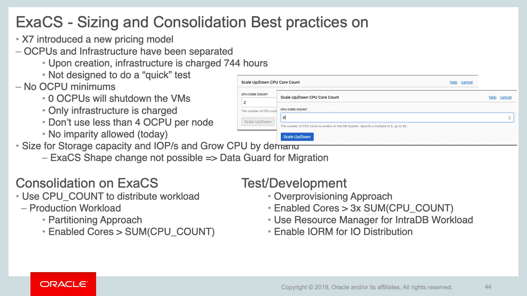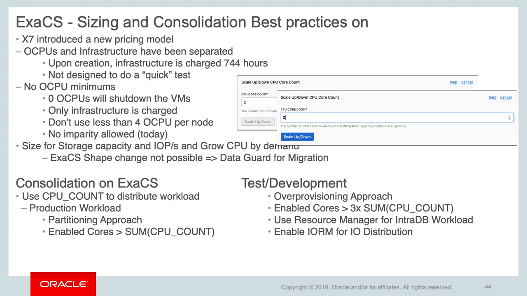Some of the sizing and consolidation best practice. So X7 was introduced some time back, and the pricing model was changed for it. So that allows you to scale all the way within the shape up to maximum allowable OCPUs, and you can bring it down to 0. So bringing it down to 0 will shut down the VM, and you won't be charged for the database OCPUs, but infrastructure component will be still charged.